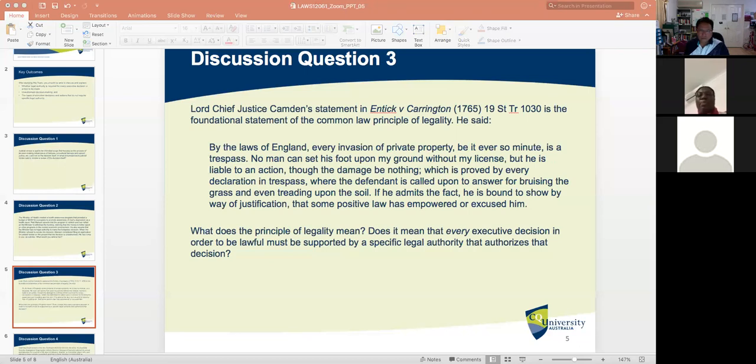What does the principle of legality mean? Does it mean that every executive decision, in order to be lawful, must be supported by a specific legal authority that authorizes that decision?